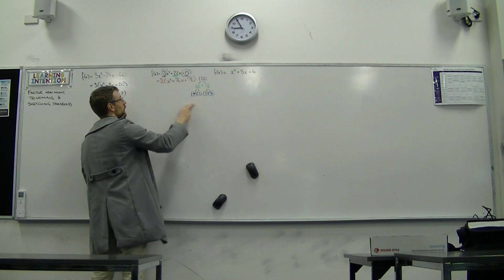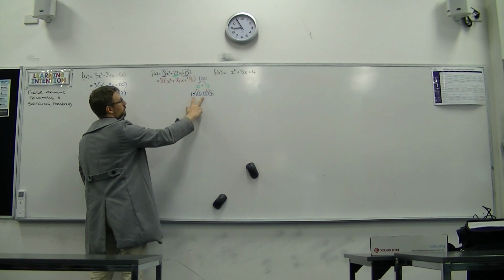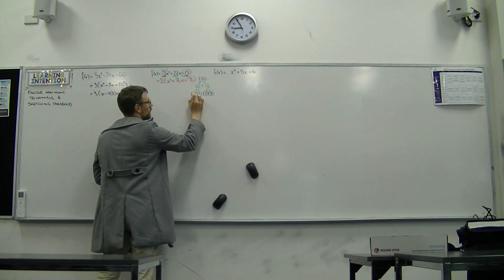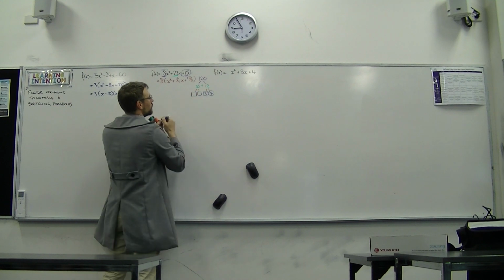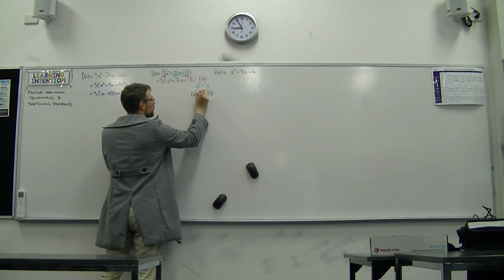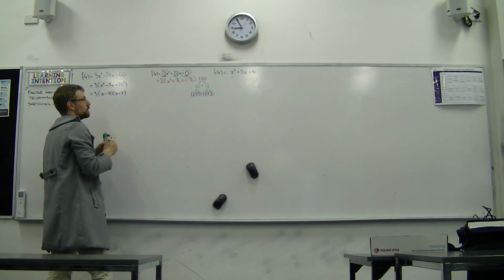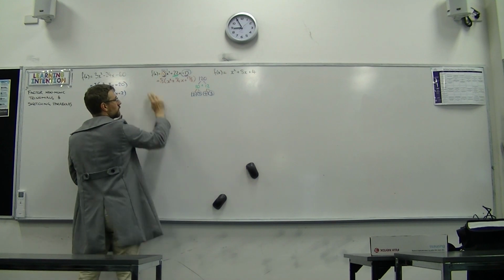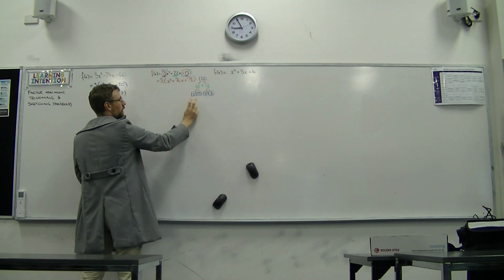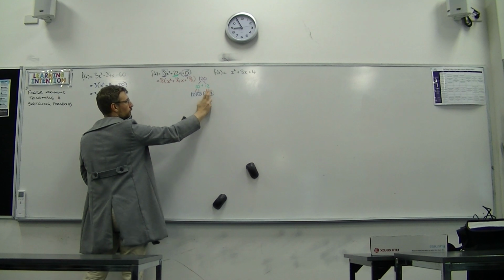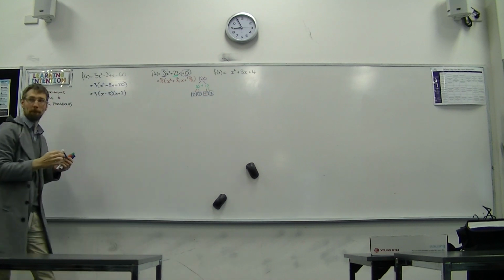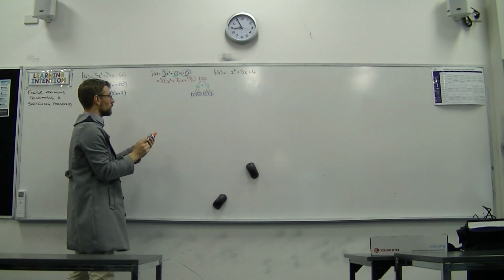5 and 3. Wait, we're backwards. Hang on. 2, 5, 4, 3. So, 2 and 4, 8, 5 and 3, 15, 2 and 5, 10, 4 and 3, 12. Cool, everything lines up. Okay, great.